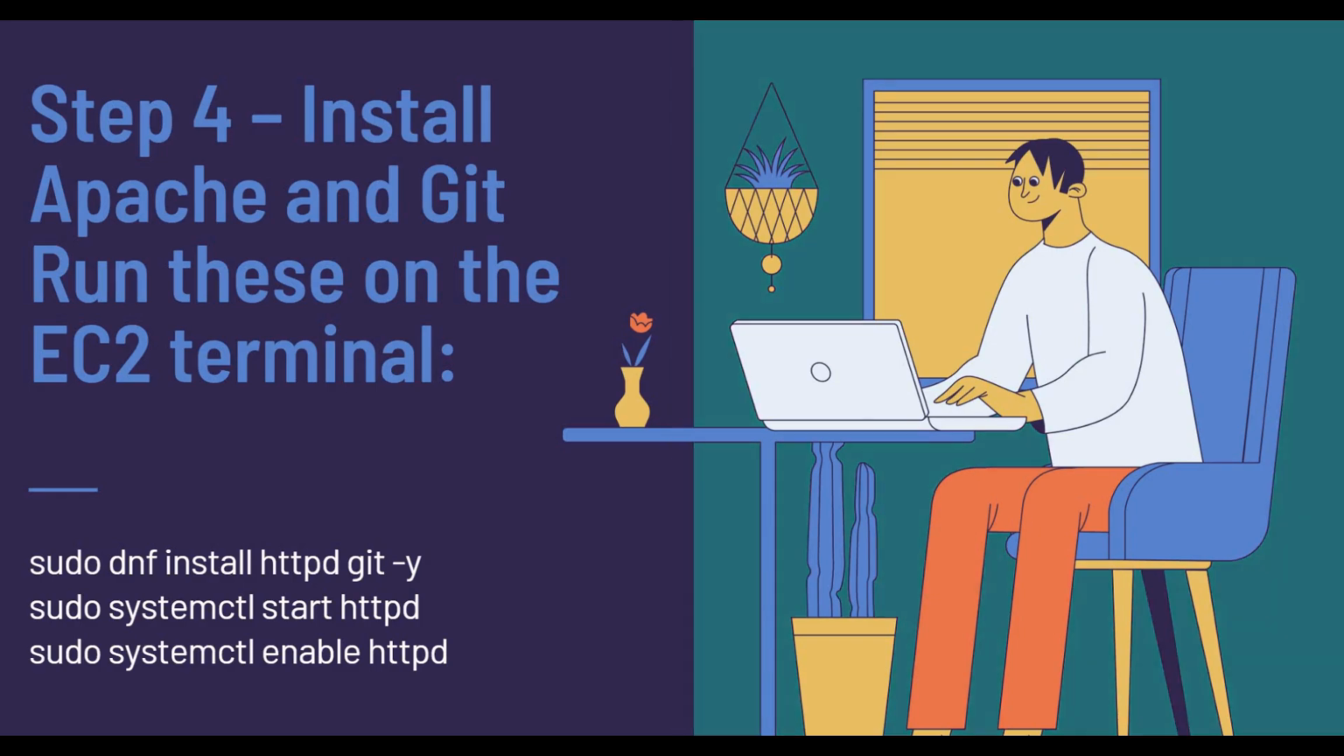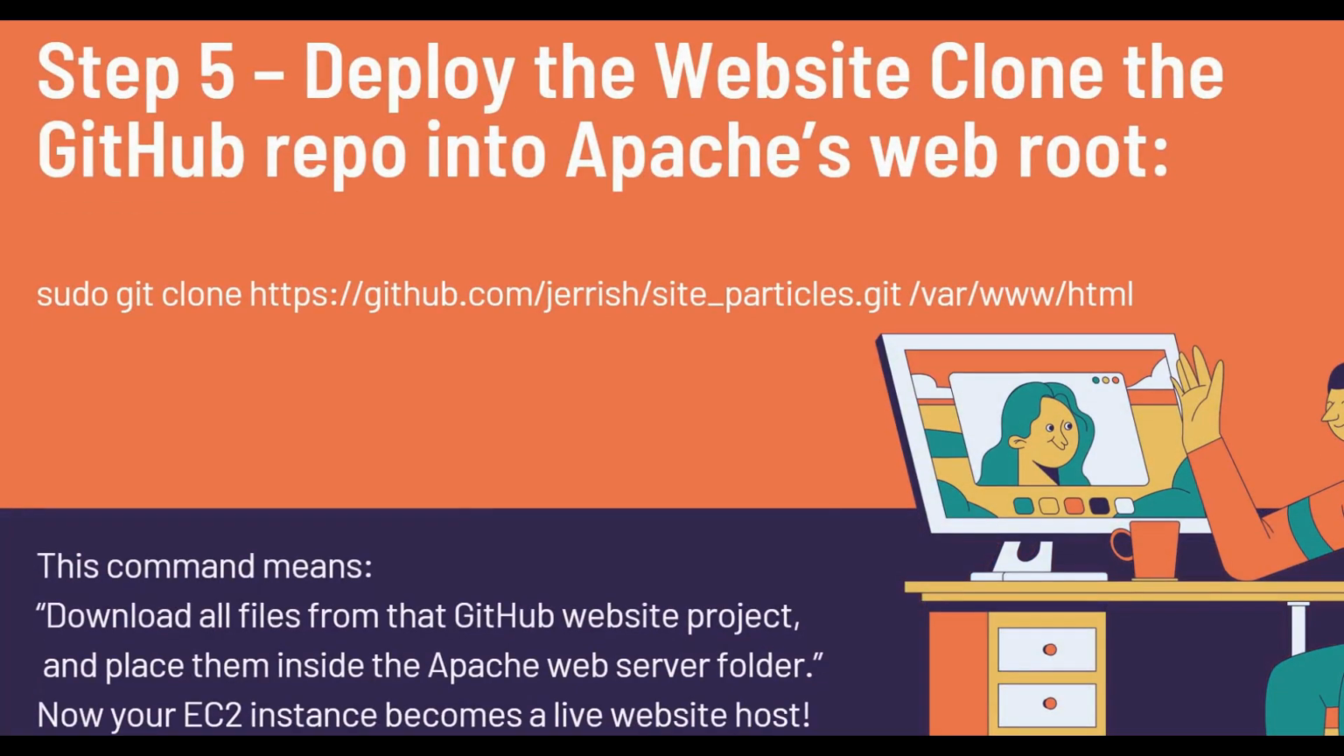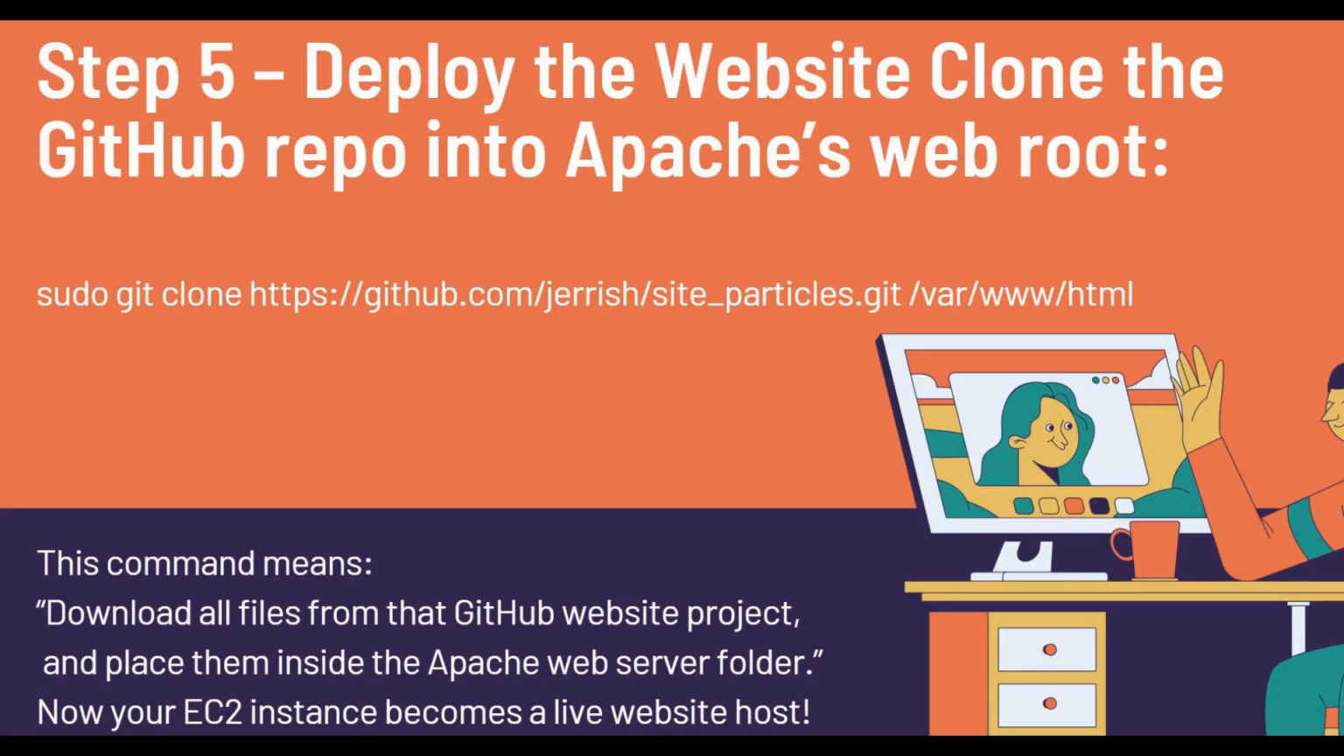So step 5, deploy the website. For deploying the website, we will use this command. Basically we are copying a public website project and placing it right where Apache serves from, /var/www/html. This is the destination of your files. After this, your server becomes a web host.